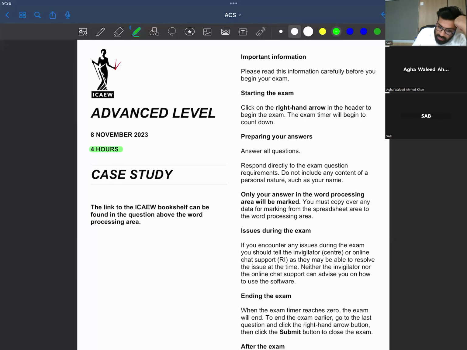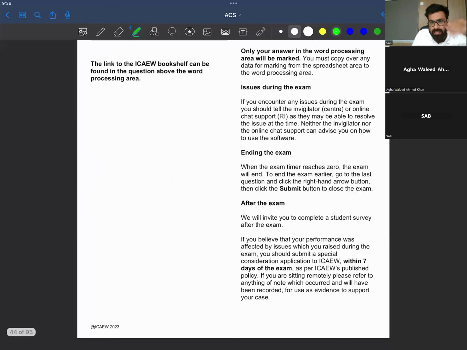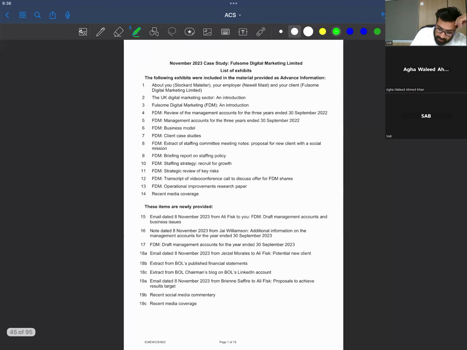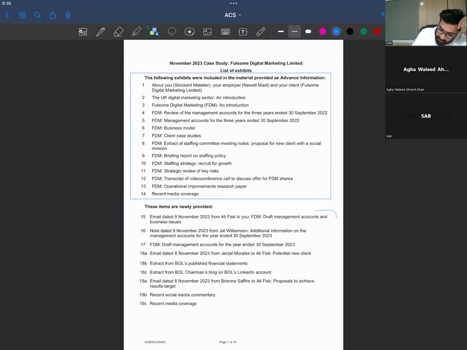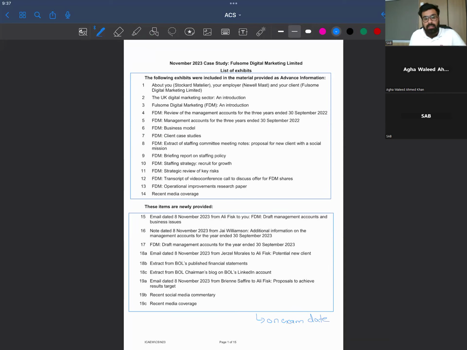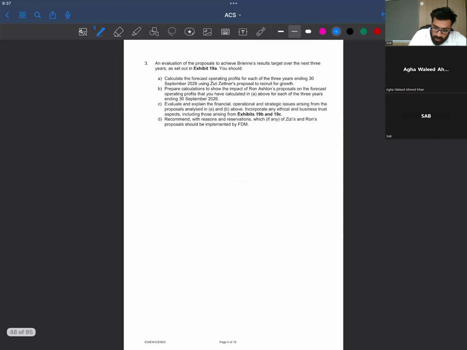It's of 4 hours. This is a case study. These were the exhibits that were given to you, and these are the new exhibits that are given to you on the exam date. And these are the requirements.